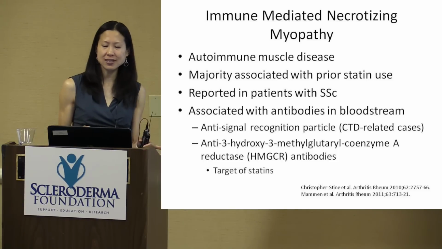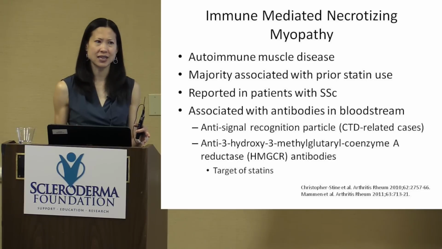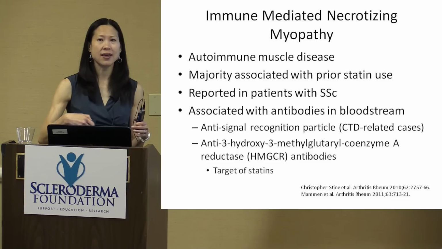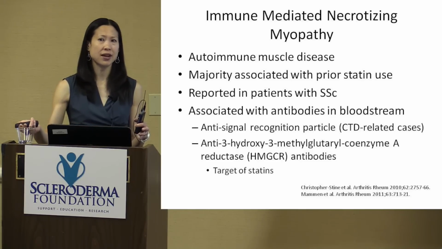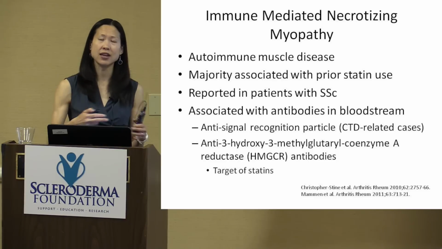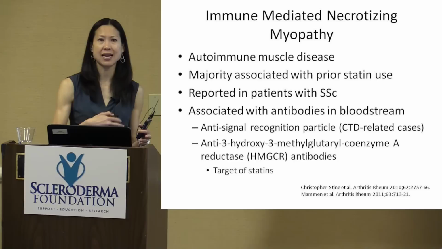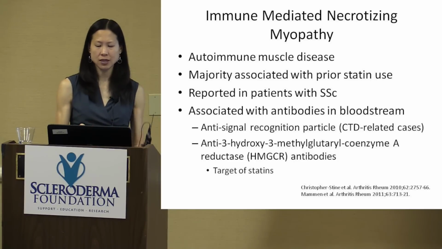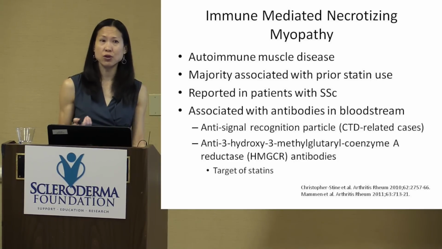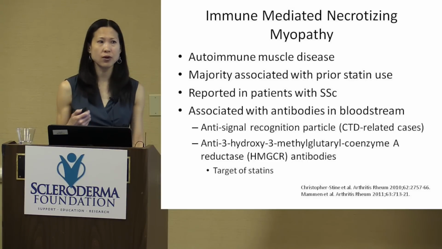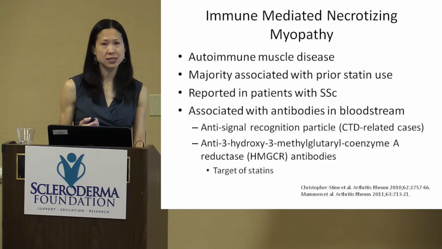So the reason these antibodies are thought to be so interesting is because the HMG-CR is actually the target of statins. So it's thought that you take these statins and they upregulate this response where your body makes these antibodies to target the statins, and they cross-react with your body. So they end up attacking your own muscle cells as well. So this form of immune-mediated necrotizing myopathy has been described in patients with scleroderma. It's rare, but it's a form of muscle disease that is now more recognized in patients with scleroderma.